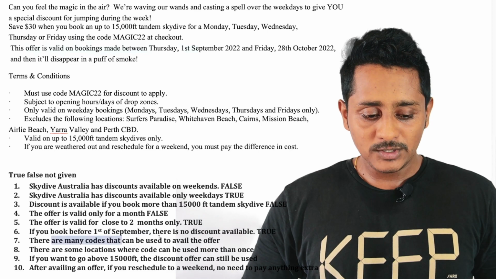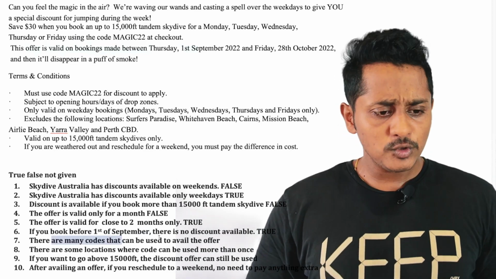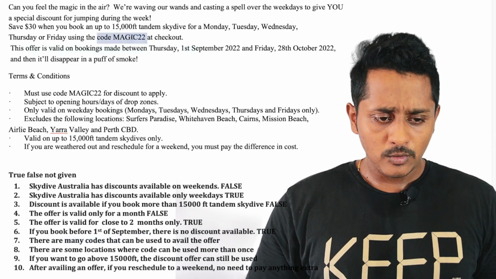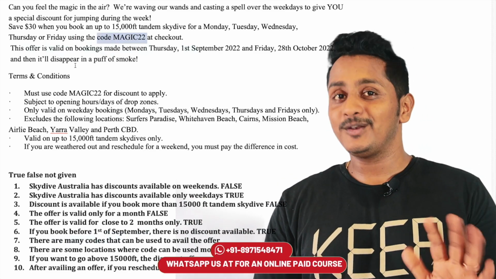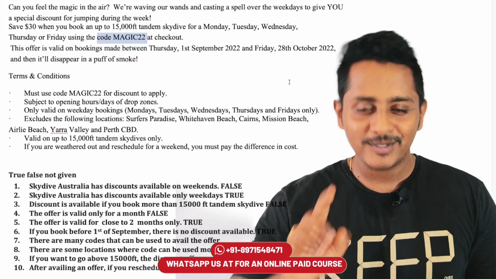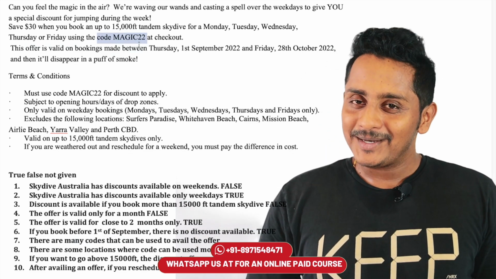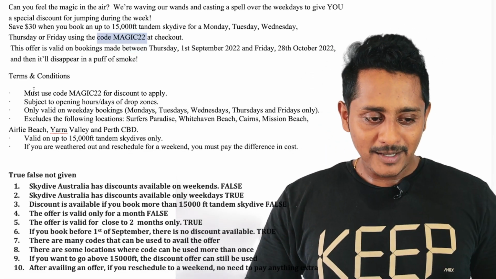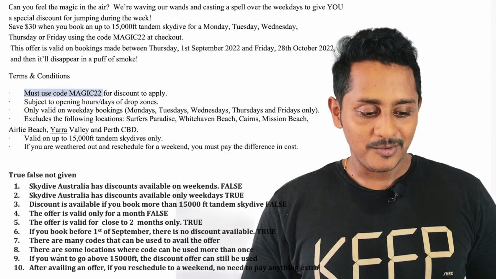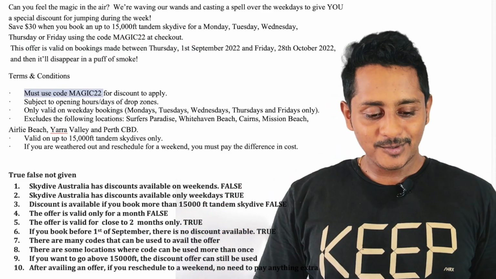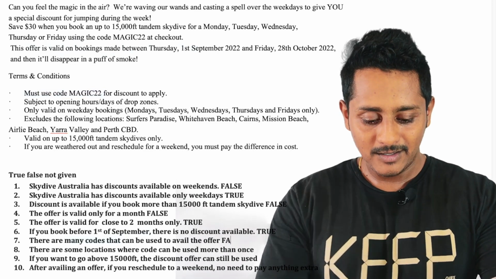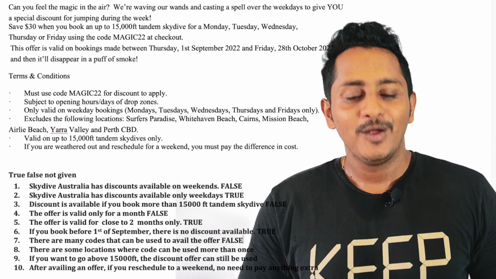There are many codes that can be used to avail the offer. How many codes? Only one code. They have written one code, which means only one code can be used. Magic 22 at the checkout. It's only one code. Must use Magic 22. Not many codes. So there are many codes is a 100% lie. If it is contradicting, it is going to be false. Hope you are getting it.